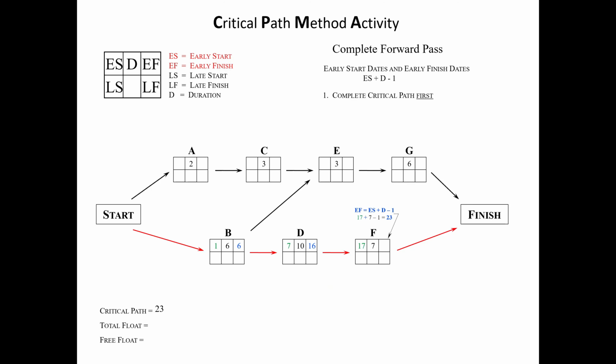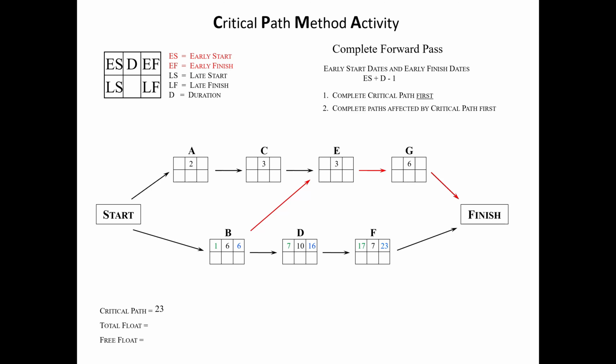17 and 7 is 24 minus 1, which means it'll finish at the end of day 23. You'll remember that the duration there was 23 days because you've subtracted it. It finished at the end of day 23. And then I can go up and take a look at E.